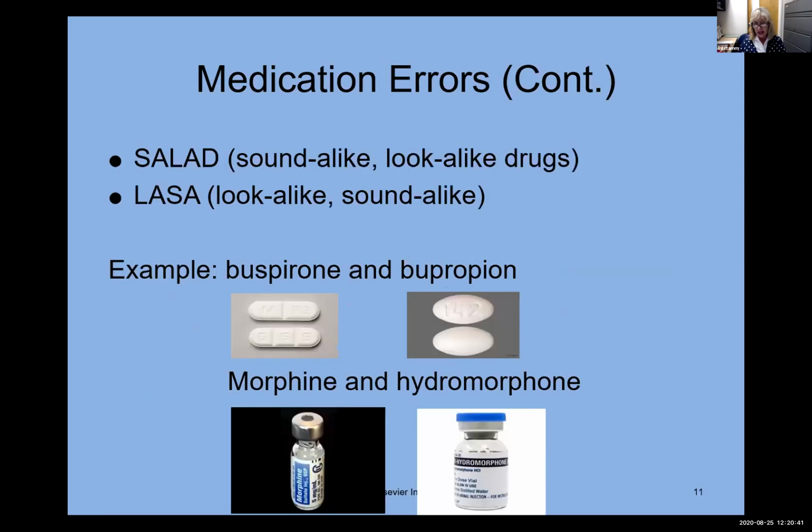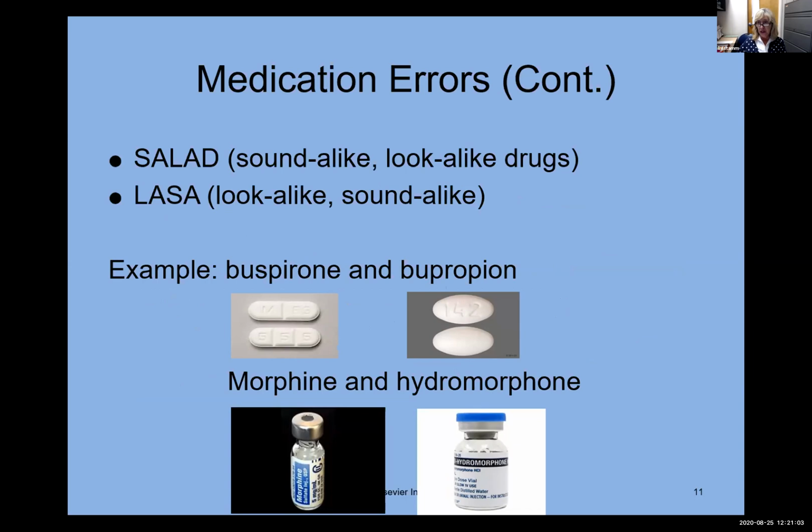Now we also have look-alike, sound-alike medications, and this is a big one. A lot of medication errors have occurred because of look-alike, sound-alike. Look at the spelling on buspirone and bupropion. I'm going to minimize the screen. Look, both pills are white.